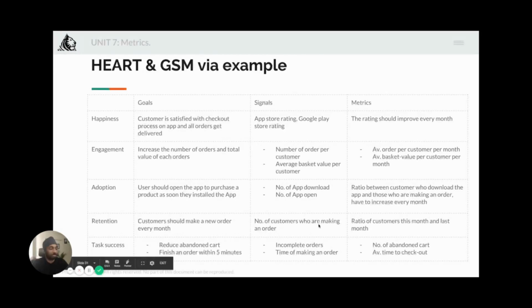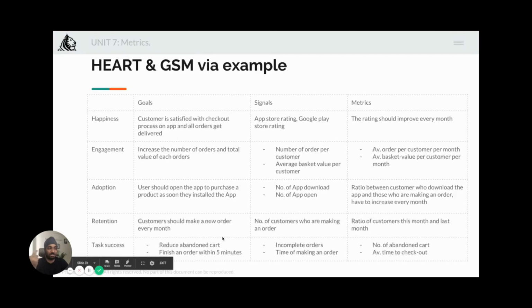The number of customers who are making an order, that becomes a signal, and finally the metric: the ratio of customers this month and last month. Very simply, that is the retention, right? Finally, task success. So reduce the abandoned carts and finish an order within 5 minutes. That's our task success goal, right?